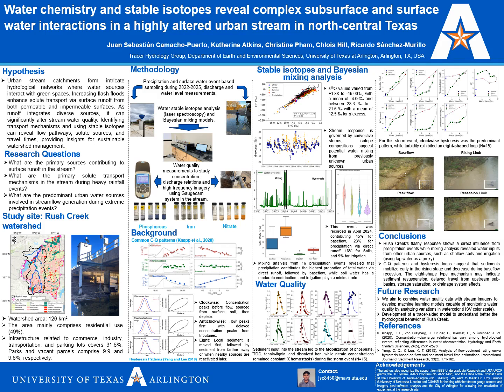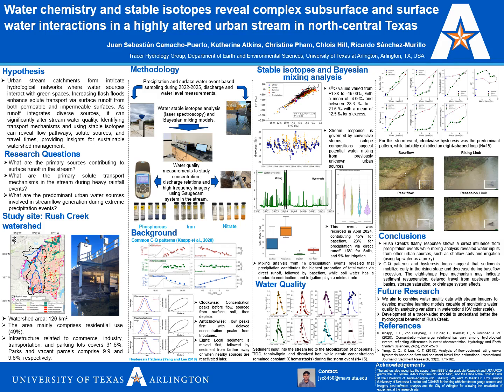The methodology: we collect event-based and weekly samples for precipitation and stream flow. We also use the samples for water stable isotope analysis for the end-member mixing. In addition, we do water quality measurements to study the concentration and discharge relationships, with discharge measurements bi-weekly and during the events. And finally, we get high frequency imagery using the gauge cam system in the stream.